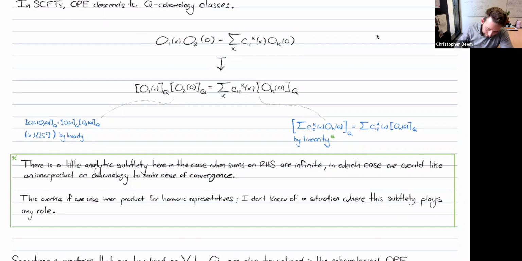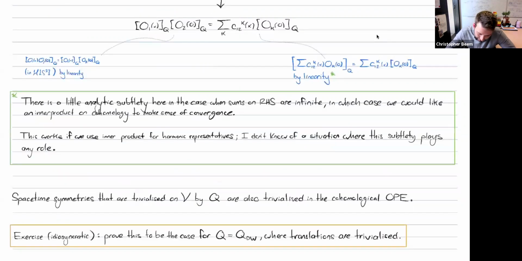And then you can show easily enough that the left-hand side of a product of operators can be replaced in Q cohomology in the Hilbert space with a product of cohomology classes here. And on the right-hand side, in the case where there's actually infinitely many terms which are non-zero in Q cohomology, you do need to be a little bit careful.